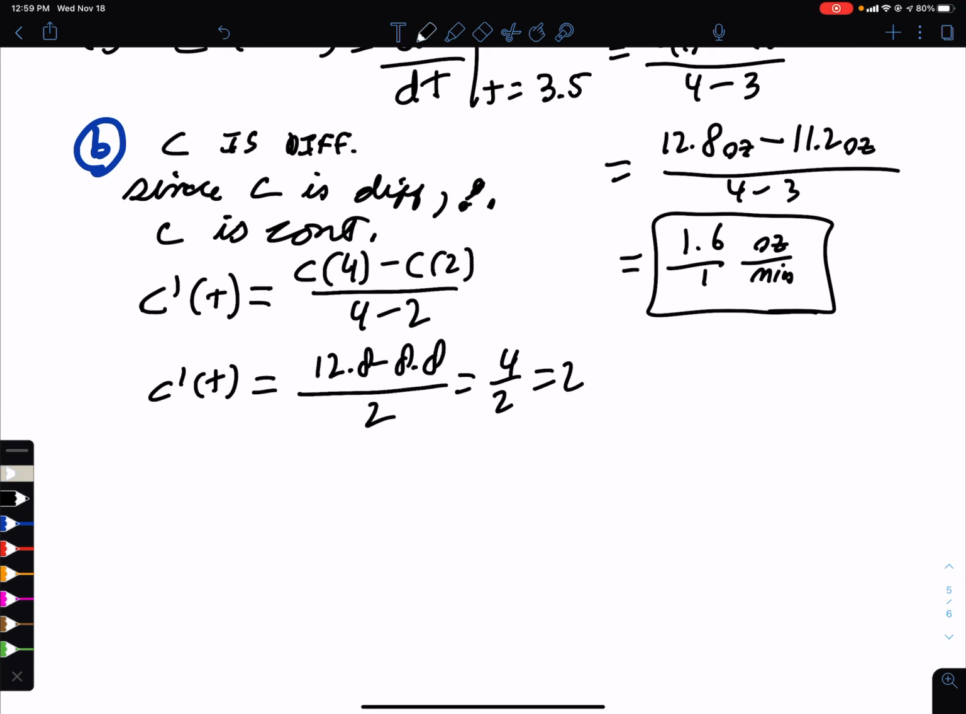So I would say, therefore, this must be true. That's the conclusion, mean value theorem.